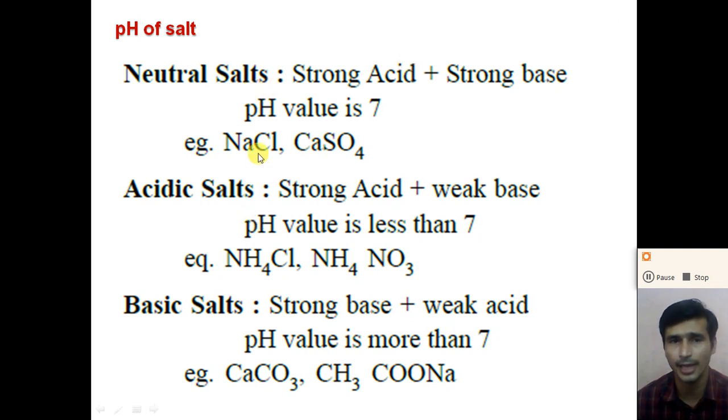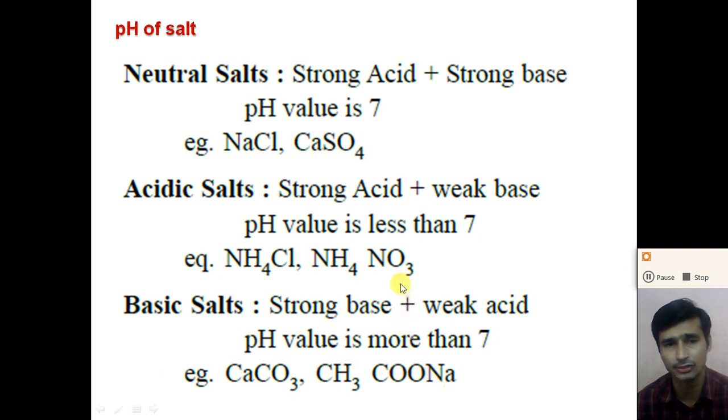For example, NaCl and CaSO4, sodium chloride and calcium sulfate, are neutral salts. Sodium chloride and calcium sulfate are obtained from a strong acid and a strong base. When a strong acid and a strong base react with each other, we obtain a neutral salt, and the neutral salt has a pH value of 7.